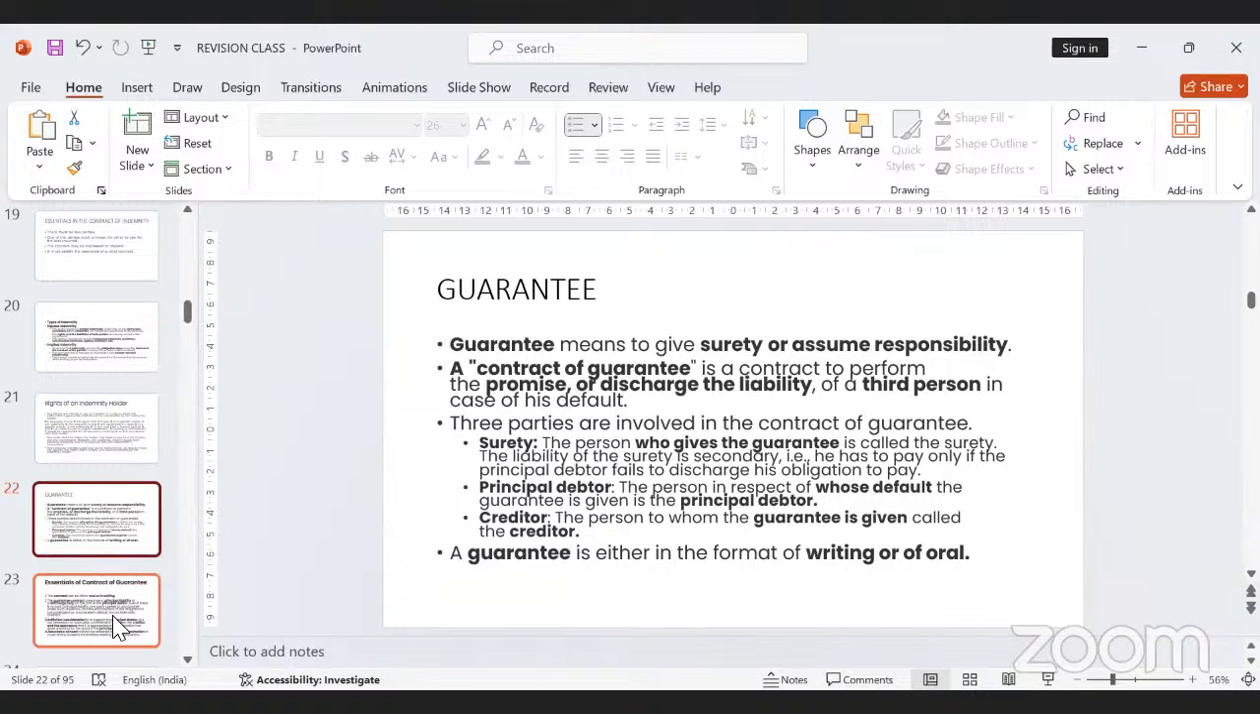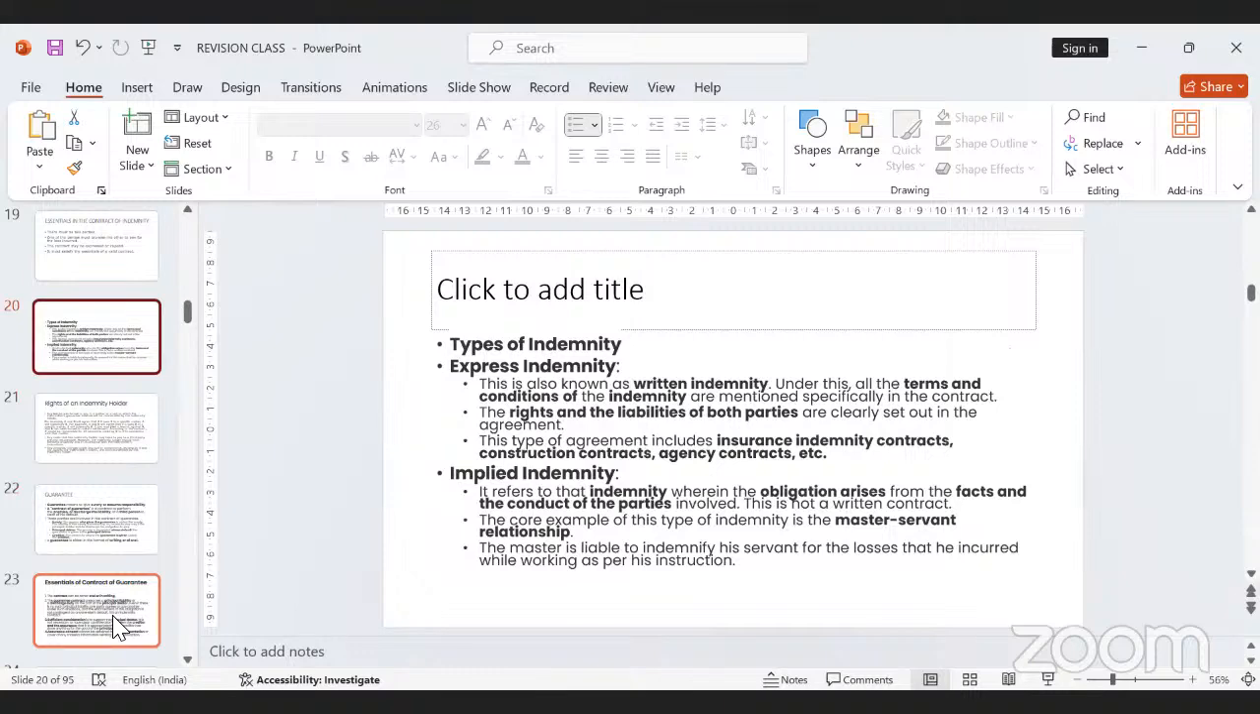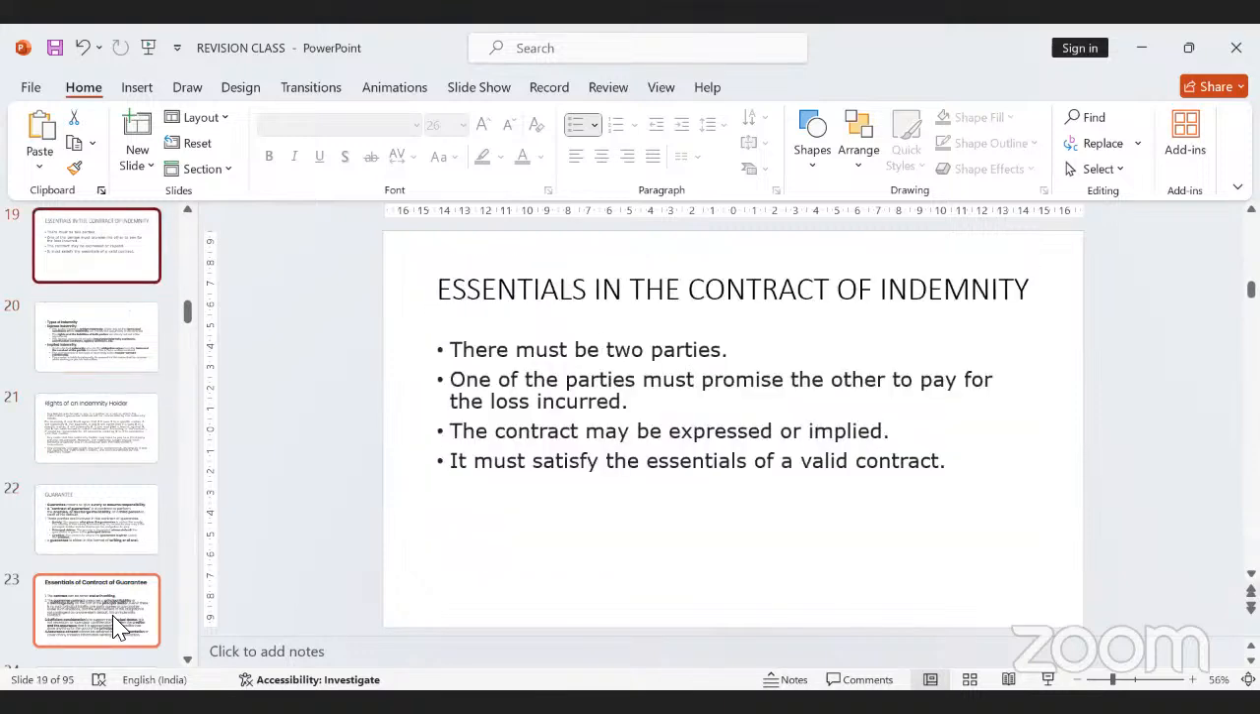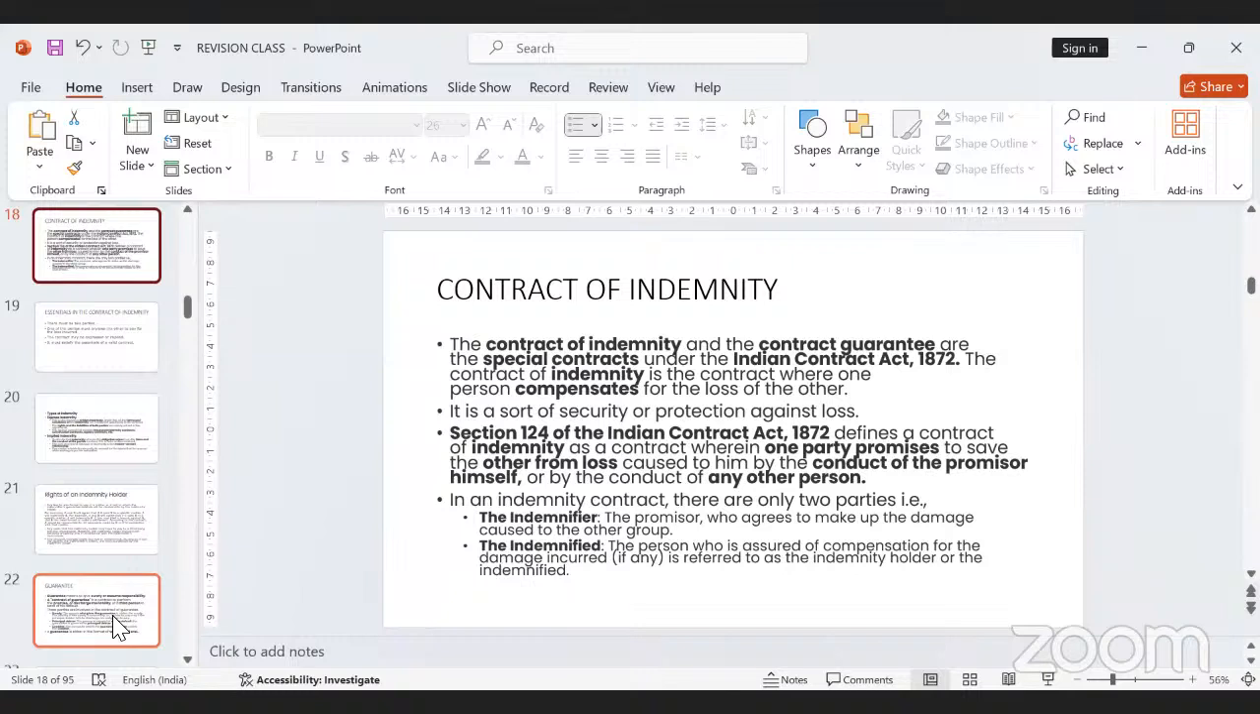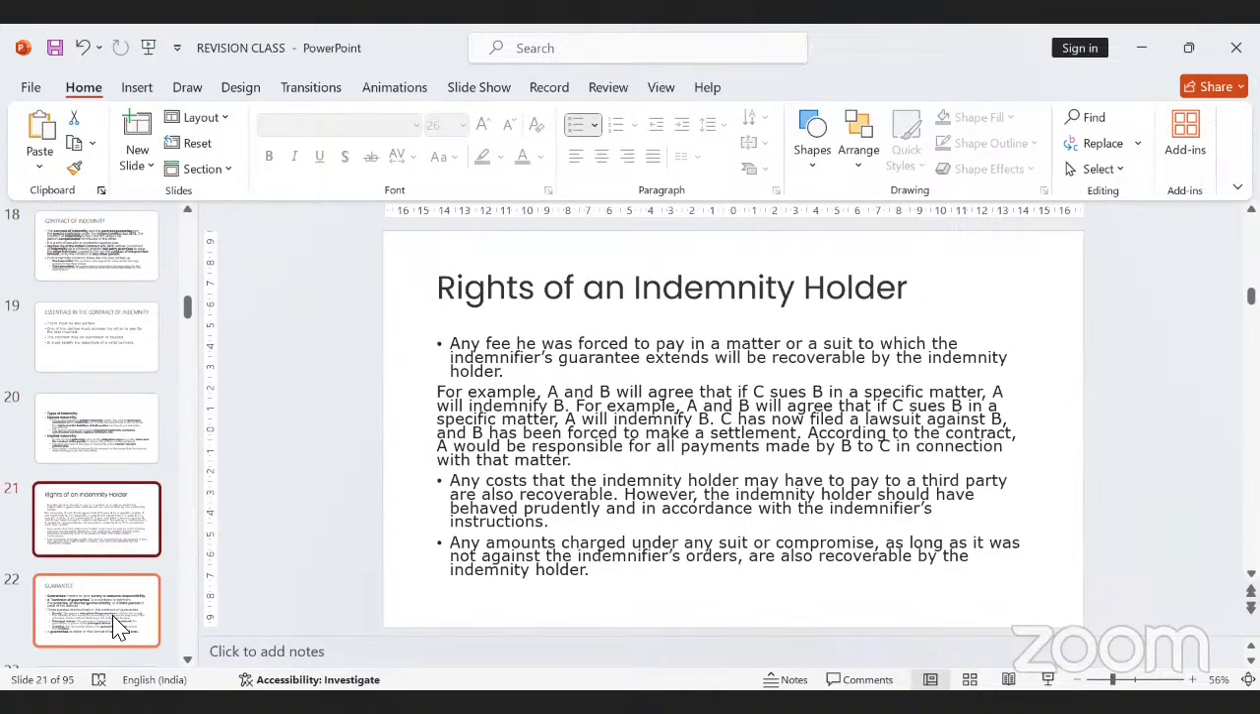Guarantee also. See, indemnity, there are two parties. Guarantee, there are three parties. Who are the two parties in an indemnity? Indemnifier and indemnified, or indemnity holder. What do you mean by indemnifier? Indemnifier is a person who promises to compensate the losses. That person is the indemnifier. So indemnity has two parties to it, indemnifier and indemnified.